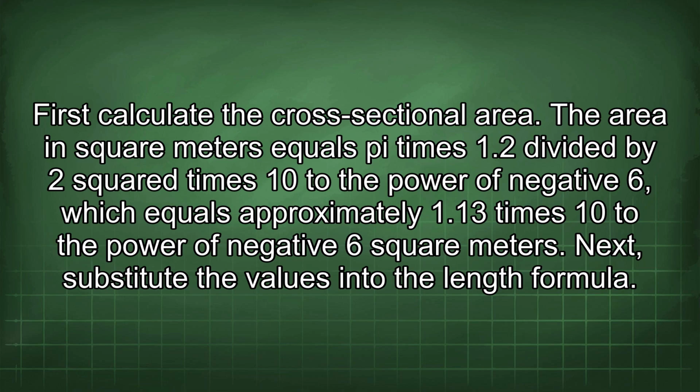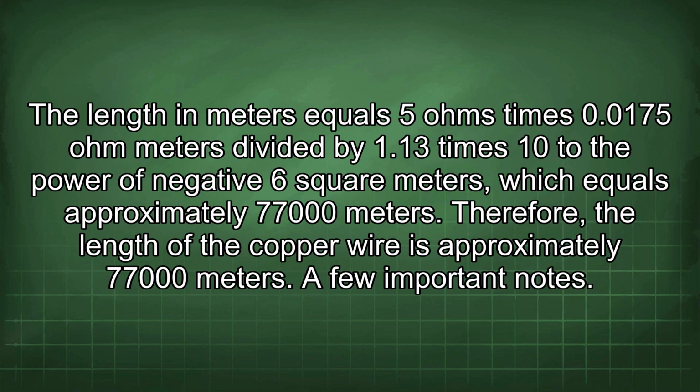Next, substitute the values into the length formula. The length in meters equals 5 ohms times 0.175 ohm meters divided by 1.13 times 10 to the power of -6 square meters, which equals approximately 77,000 meters. Therefore, the length of the copper wire is approximately 77,000 meters.